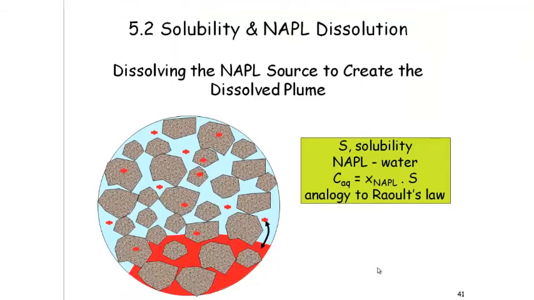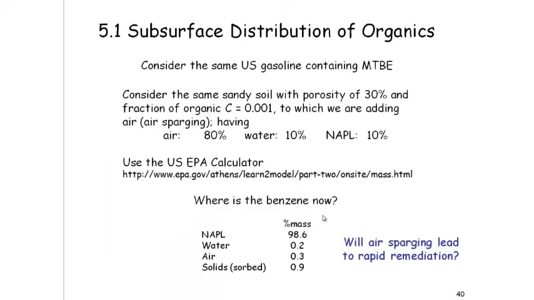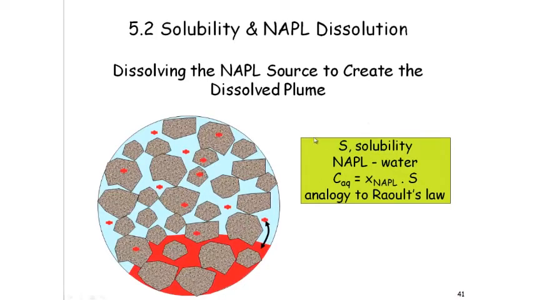It's usefully described by something that's analogous to Raoult's law. That is, the concentration of the chemical in the aqueous phase is equal to something called the mole fraction of that chemical in the NAPL phase times the pure phase solubility of that chemical. Now, the pure phase solubility of that chemical is well described in the literature. So for virtually every chemical, we can determine the solubility.